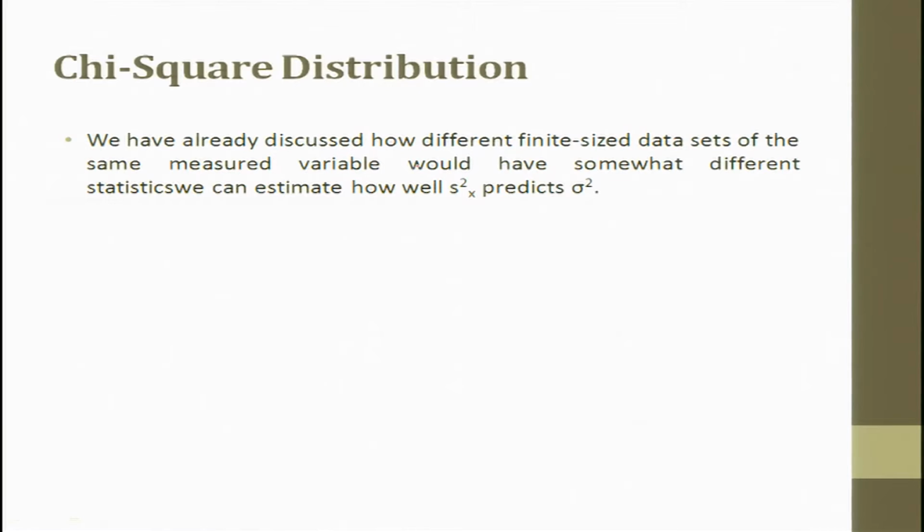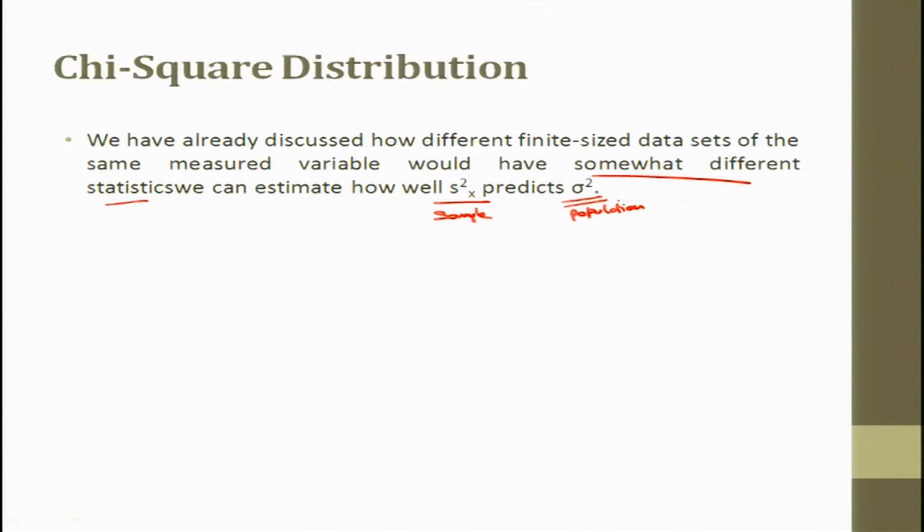What is Chi-square distribution? We have already discussed how different finite sized data sets of the same measured value would be somewhat different statistic. We can estimate how well the standard deviation of the sample predicts the standard deviation of the population. This is for sample, this is for population. So, when we do not know the value of mean, and we are just working with standard deviations, the Chi-square distribution is more useful, because it can make the estimates based upon the standard deviation of samples only.